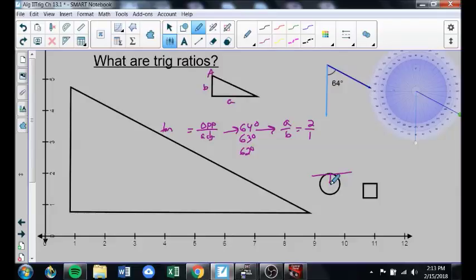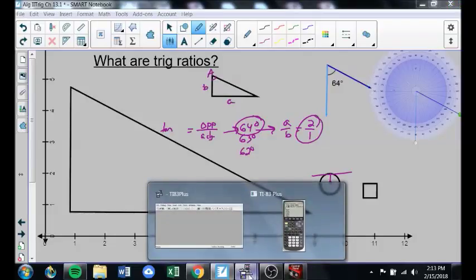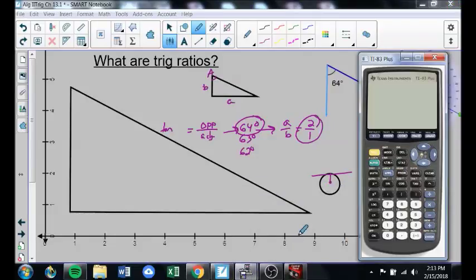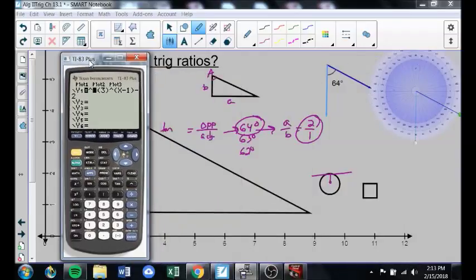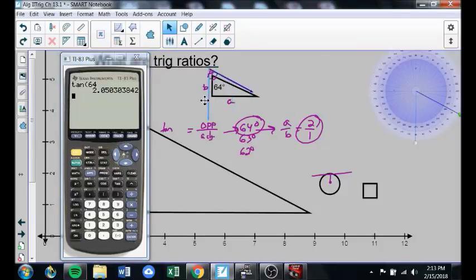Every triangle that's 64 degrees in that top corner angle will have the opposite over adjacent ratio of 2 over 1. And if I pull up my calculator and type in the tangent of 64, I'm really hoping I get a number close to 2. And the tangent of 64 is basically 2. The reason it was off is because this isn't exactly 64 degrees. It's just a little bit off from 64 degrees, but the computer's rounding for me.